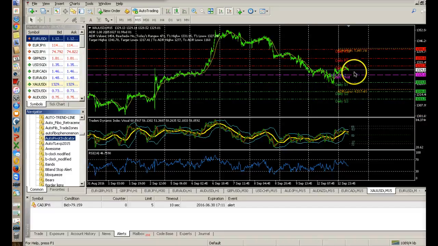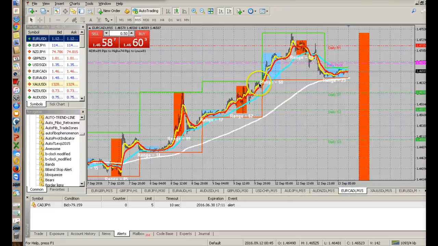So remember, resistance 3 means it's extremely overbought, and support 3 means extremely oversold. So if these add up, which means this is down here, and we're down here, and this hits the ADR low, then you know you're in a good target to buy. All right, and that's for gold. So let's look at EuroCAD.